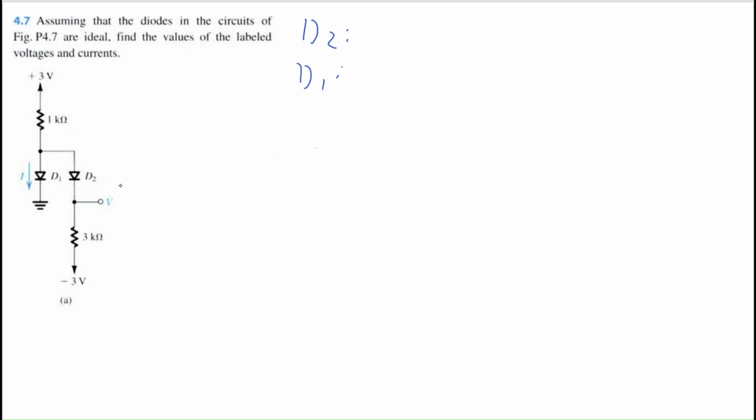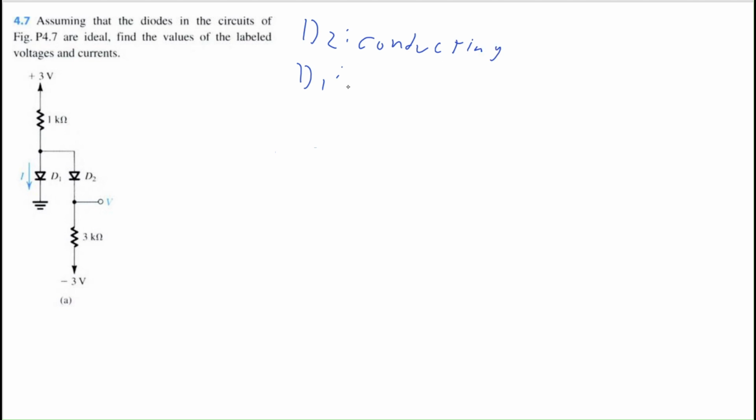But I may guide your attention to D2, and notice how it's connected to this positive 3 volts and this negative 3 volts. Now, if D2 is cut off, how are you able to get from 3 volts to negative 3 volts? Because if D2 is cut off, it will behave like an open circuit, and there's no other voltage source here to get us to negative 3 volts. So I can be pretty confident that D2 should be conducting because it's in between two voltage sources.